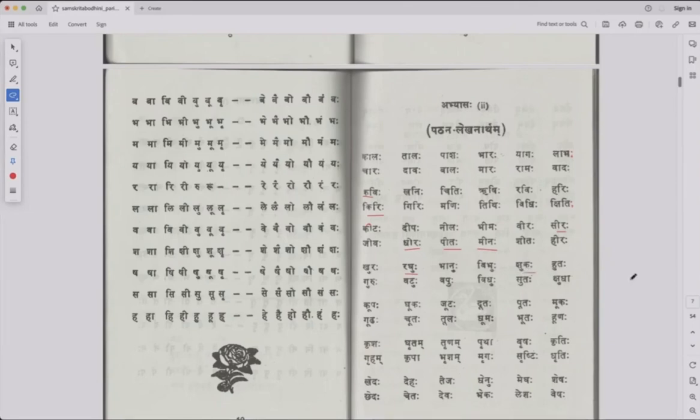Shukaha is parrot. Hutaha is oblation, that which is given as a havis. Guruhu is the master, the teacher. Vatuhu is the brahmachari. Vapuhu is deham, shariram, body.